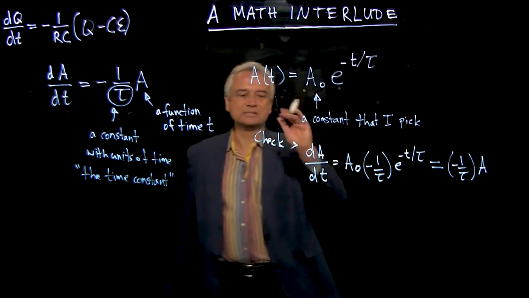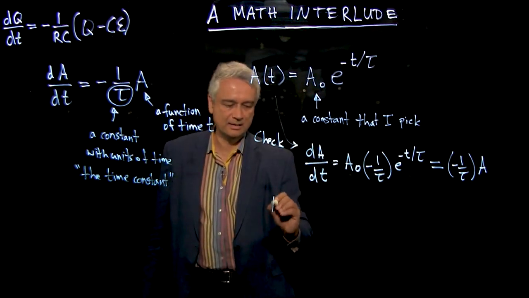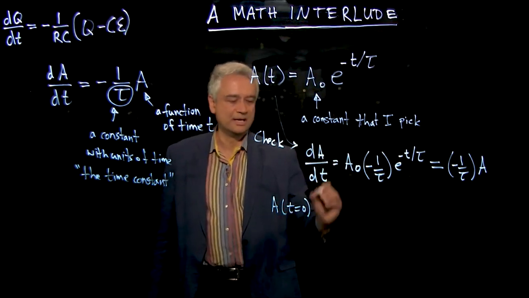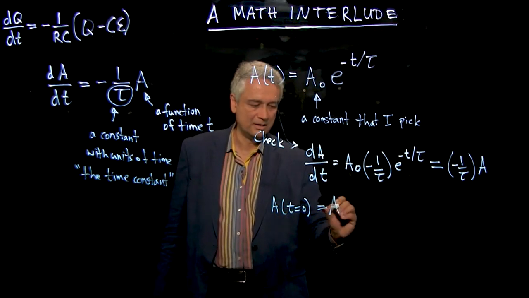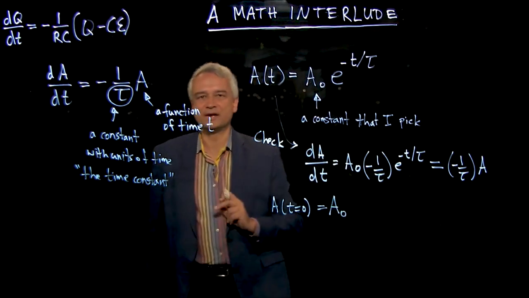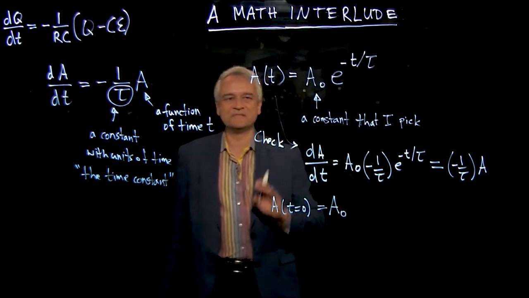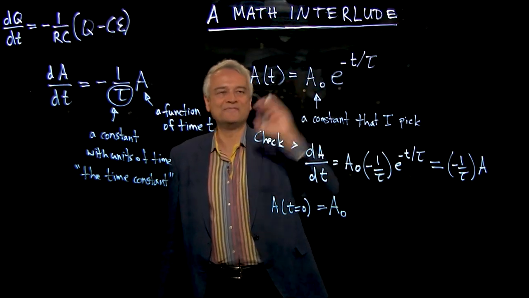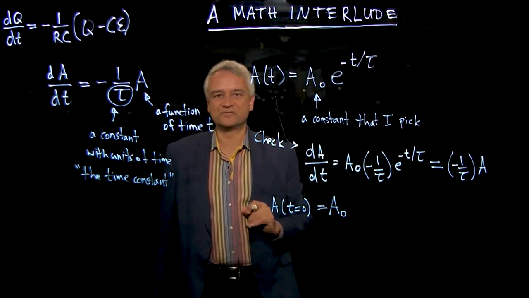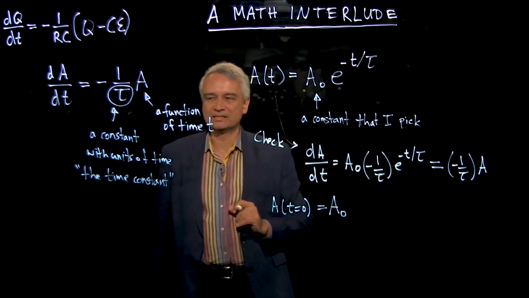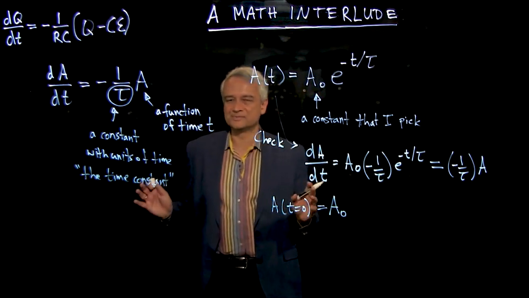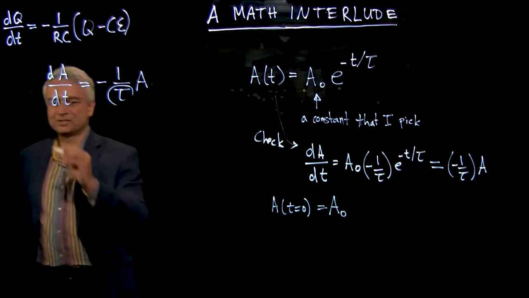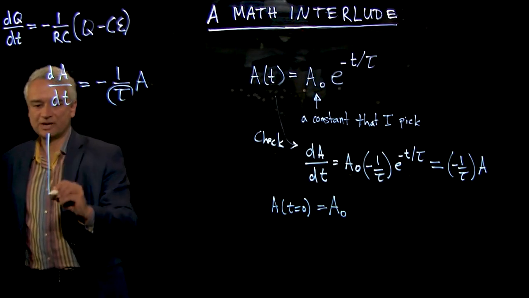And I then notice that A at time t equal to 0 is equal to A naught. So the interpretation of this A naught is that A naught tells me the value of this function at time 0. And with that value specified, the solution to the differential equation tells me what this function looks like at all times. And that's the math. Let me make a graph or a sketch of this solution to this differential equation.